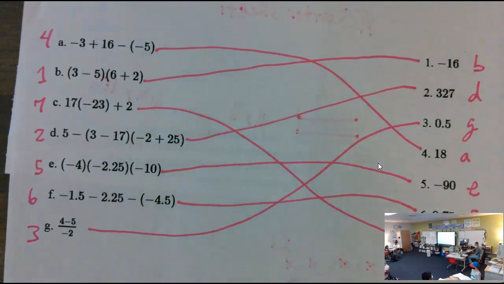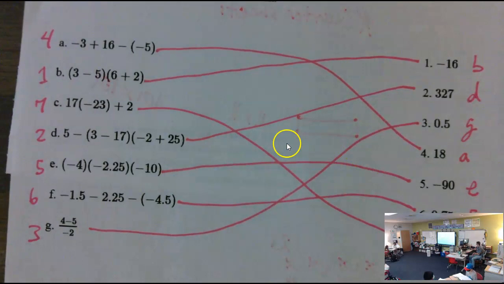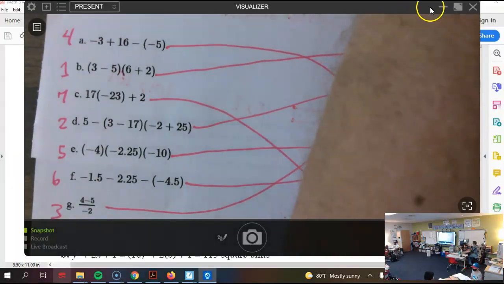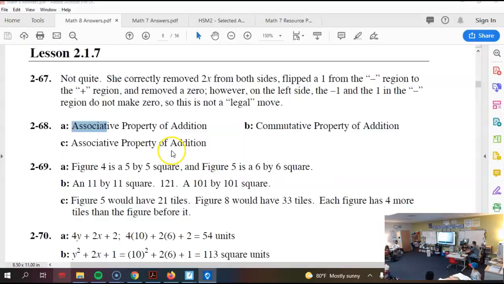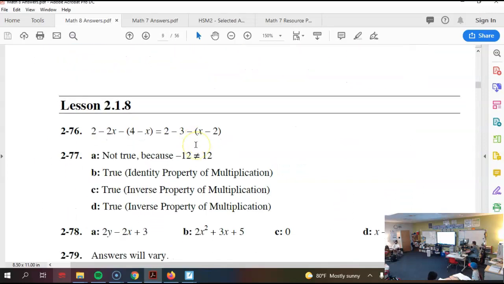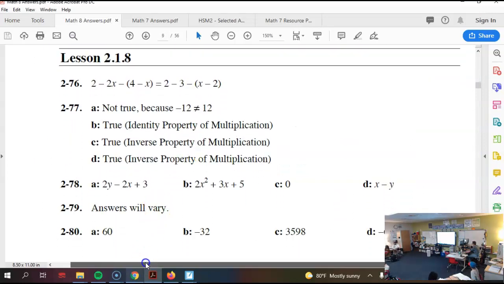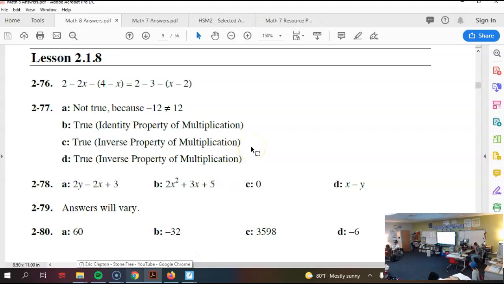Any other questions from 217? Get out 218 if you have it done. If you don't, it's totally fine. You can still get it out and look at it if you want. Where'd my 218 go? What the heck? Yo, the answers are up there.